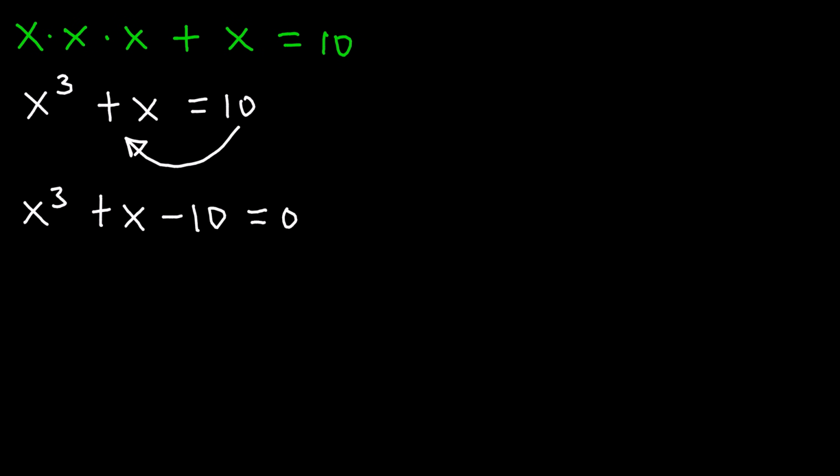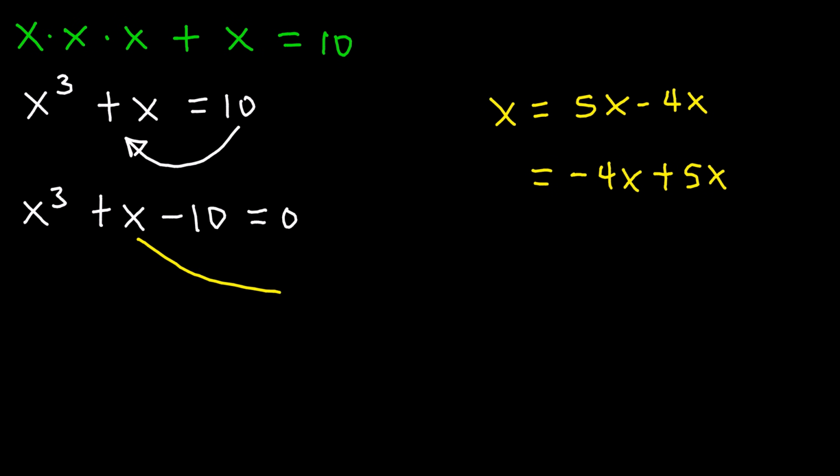Now we know that x is the same as 5x minus 4x, and this can also be written as negative 4x plus 5x. Therefore, we shall replace x with this. So we shall have x to the power of 3, and then instead of x, we shall write minus 4x plus 5x, and then minus 10 equaling 0.